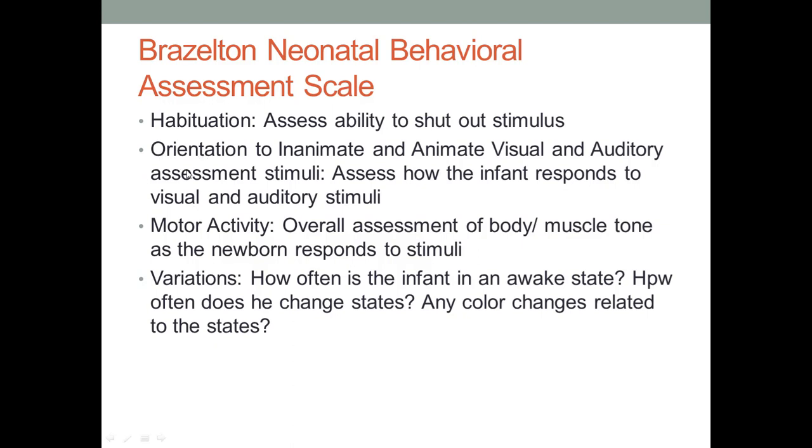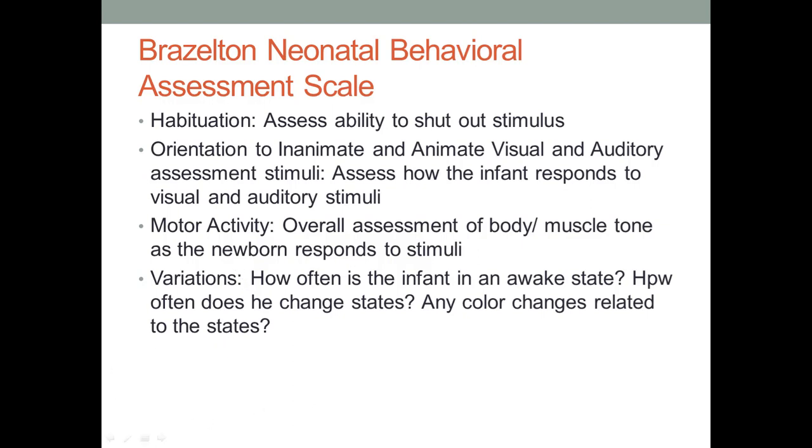You can look and see in this Brazelton assessment, how do they respond to the stimuli? Are they oriented to an inanimate or animate visual and auditory stimulus? Their motor activities are assessed. Basically, they're looking at the baby and seeing how their muscle tone is. How often are they in an awake state? How often do they change states? It just depends on what their temperament is. That's what that's looking for, trying to determine if they're able to adapt to a new environment.